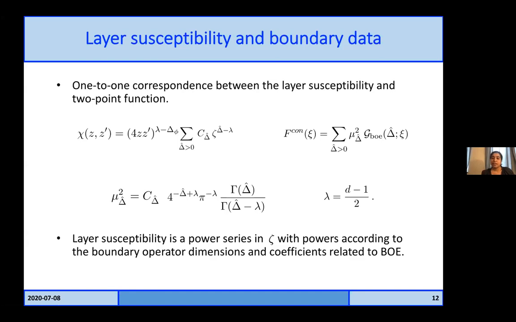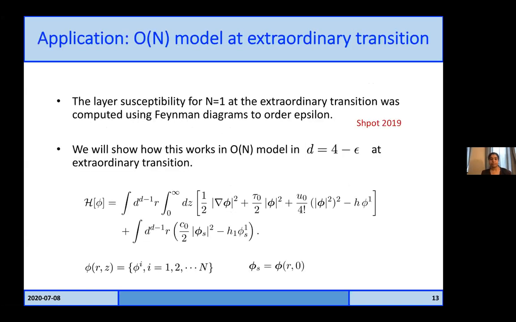So now I will discuss how this works for a specific case. Today I'll discuss how this works for the O(N) model at the extraordinary transition. Now the layer susceptibility for n equals 1 at the extraordinary transition was computed by Mikola last year using Feynman diagrams up to order epsilon. So here we will extend this analysis for O(N).